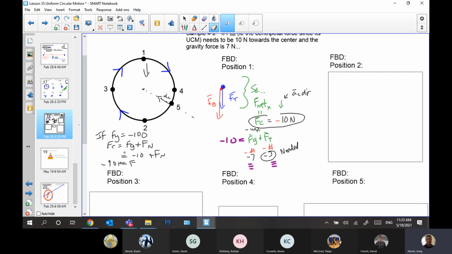I put the 100 in for FC. I'm saying if the gravity force is 100. I can change my... all right. I knew what I was supposed to get, but I just put it in the wrong spot. So if the gravity force is minus 100, and the FC is still that minus 10 for the circular motion we're doing, what would the normal force have to be? Add 100 to both sides, we get a plus 90, right?